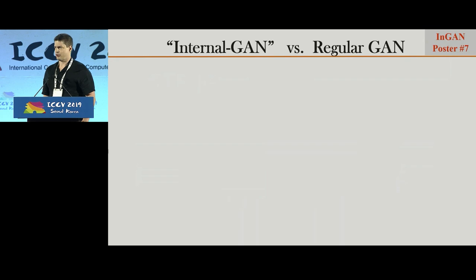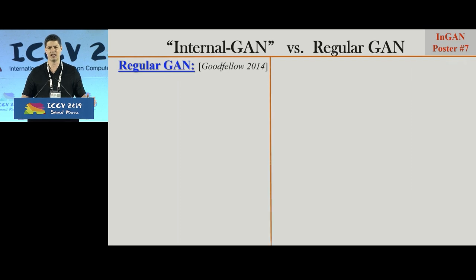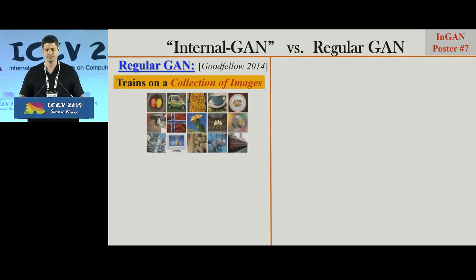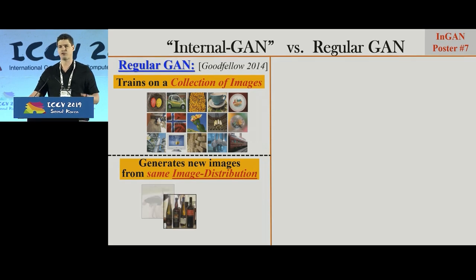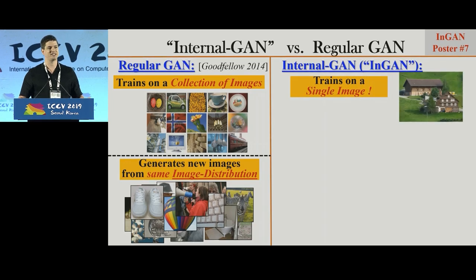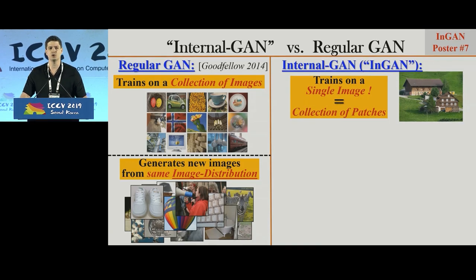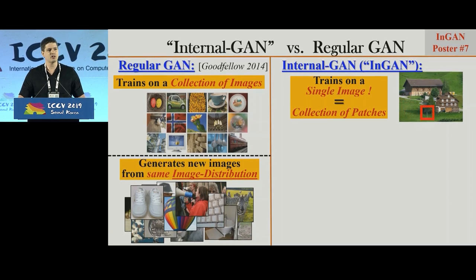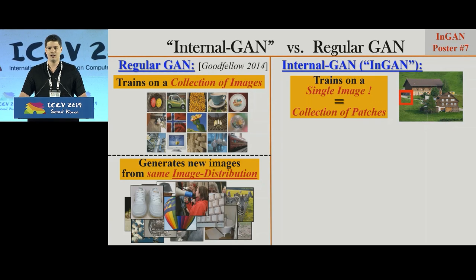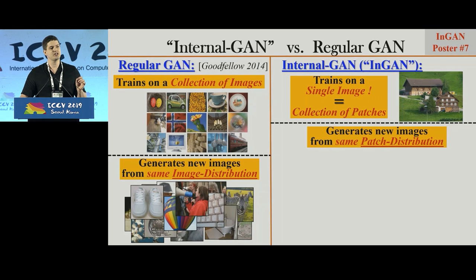So what do I mean by internal GAN? Well, let's first see how it differs from a regular one. A classic GAN trains on a huge collection of images. It is then able to generate new images from the same image distribution. In contrast, an internal GAN trains on a single image. How is this possible? Well, a single image is a huge collection of patches. In fact, each image contains hundreds of thousands of them. InGAN learns the distribution of these patches at multiple scales, and is then able to generate new images of different shapes, but with the same patch distribution.